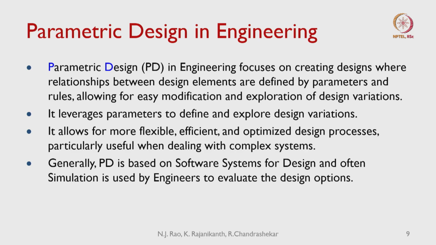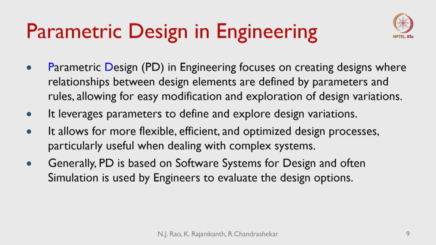Of course, in all cases it may not be possible, but where possible, if we can express the relationships through parameters and rules, then we can get a parametric design, and the exploration of design variations becomes relatively simpler. It leverages parameters to define and explore design variations. It allows for more flexible, efficient and optimized design processes, particularly useful when dealing with complex systems.